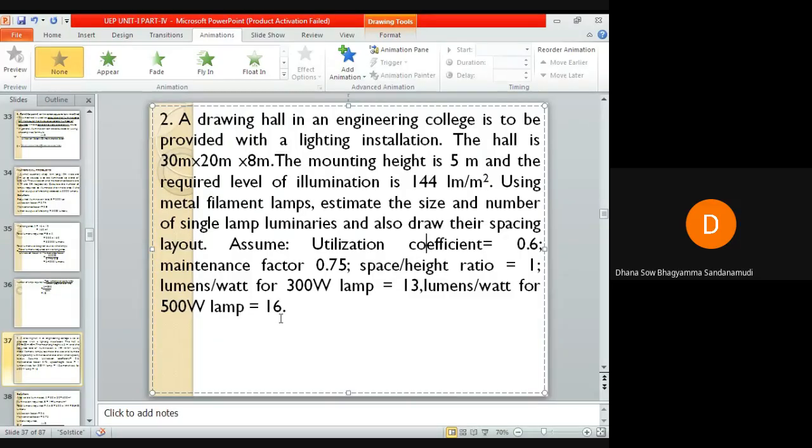Did you complete writing? As soon as you complete, you just type C. Make it fast, all of you. I'm going to check your notes today. So make it fast. As soon as you complete writing this question, just type C.